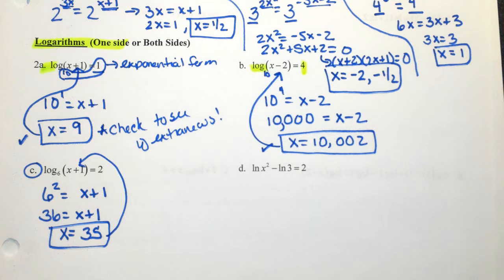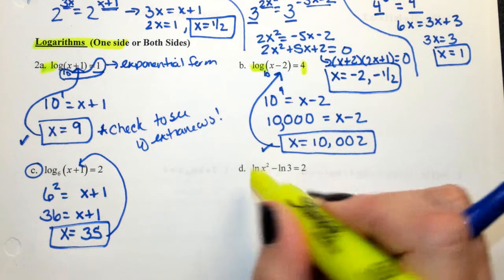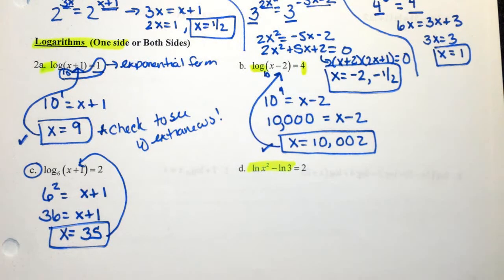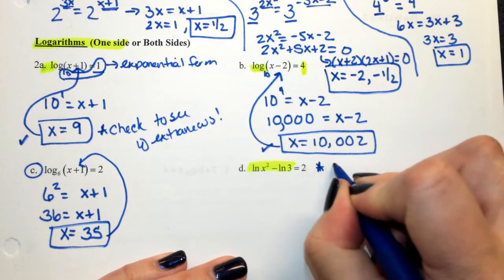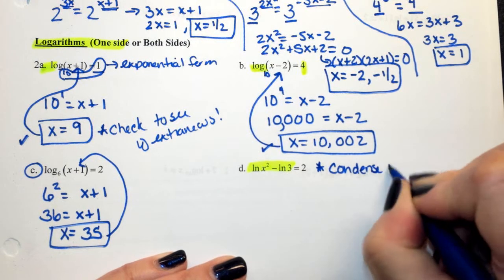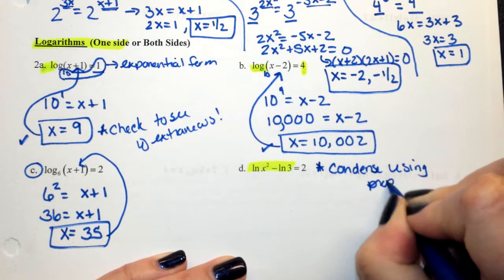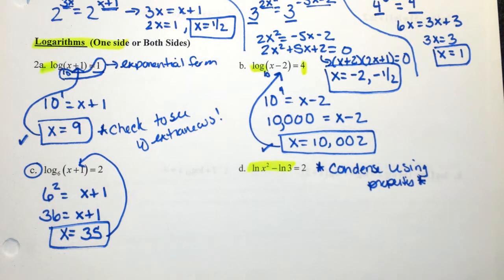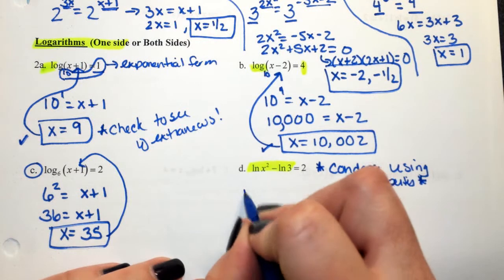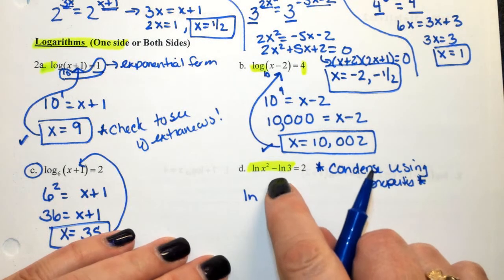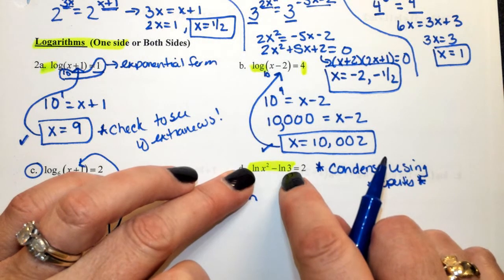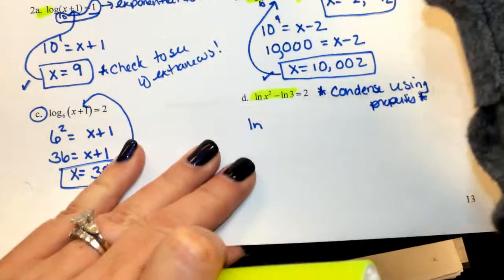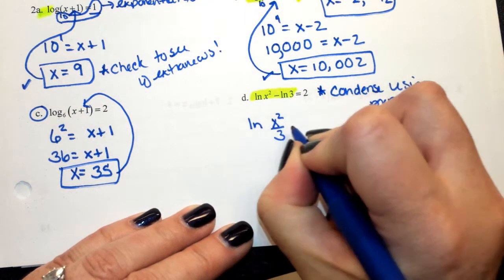Now let's take a look at D. D is different than the first three because notice I do not have a single log on the left-hand side. So what you may have to do is use what you did last night for homework, condense using your properties. If you do not have a single log on one side of the equation, use those properties of logarithms to smush it together. How can I bring two logs together when they're separated by subtraction? You can condense it through division. So I can rewrite this as the natural log of x squared over 3 is equal to 2.